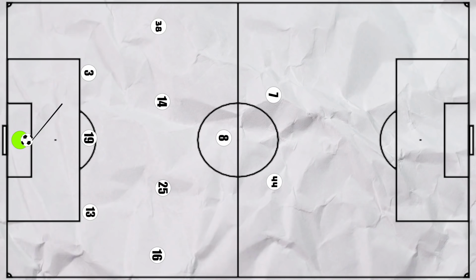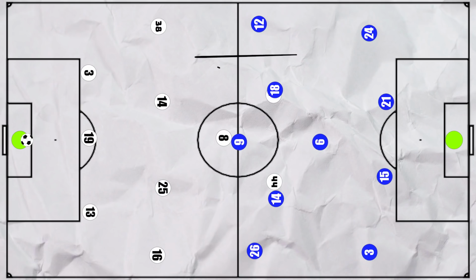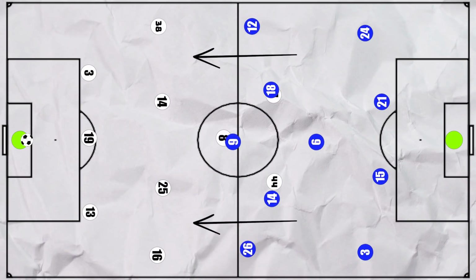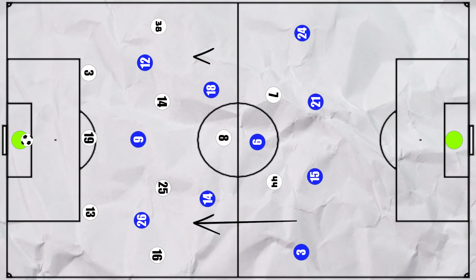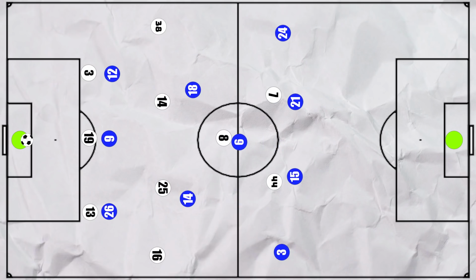Let's start by looking at how Juventus looked to play out from the back. Juventus were determined to play out short throughout the 90, and early on in the match, Sampdoria were happy to press high up on the Juventus centre-backs. And Pirlo's men used several different methods to break the press.